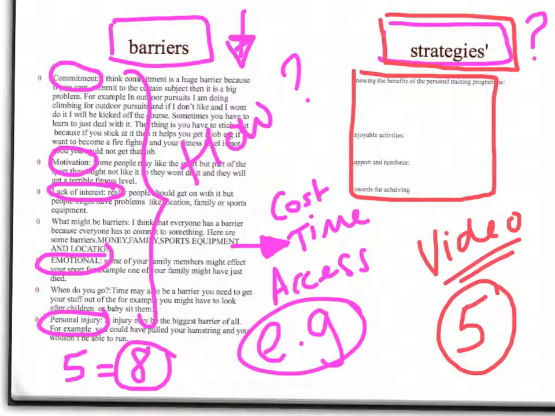Again, you need to explain and describe how each would actually help somebody overcome a barrier to exercise. And make sure you do try and give examples for each one.